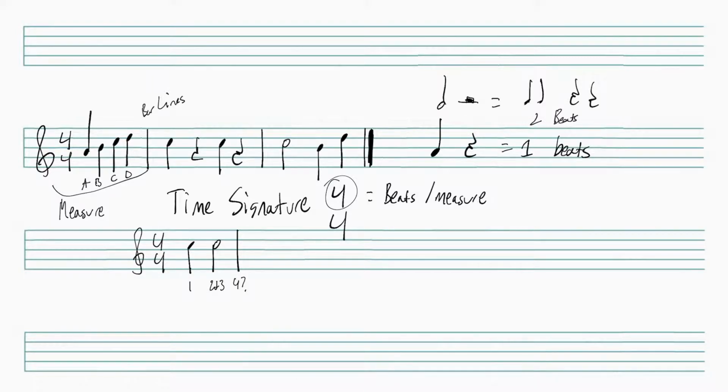Now, like everything, there are exceptions to the rule. There are things called pickup notes that's just beyond the scope of the discussion, but do know that there are times there are exceptions to this. But I'd say, 90% of the time, your measures are going to be complete, always with that certain number of beats. Now, I'm going to clear our screen here.